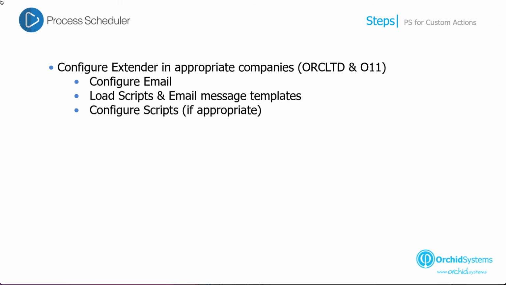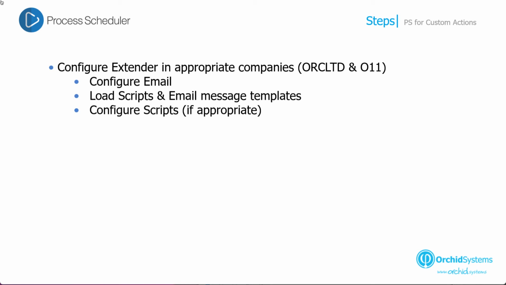We're going to have a look at Process Scheduler for some custom actions. And we're going to run some custom actions in both Orc Limited and O11. And for this, we need to configure Extender in Orc Limited and O11. Configure the emails so we can send emails of the notifications. We need to load the email templates and we need to load the scripts that are the alerts and notifications. And if the scripts need configuration, entries in the table, then we need to do that as well.